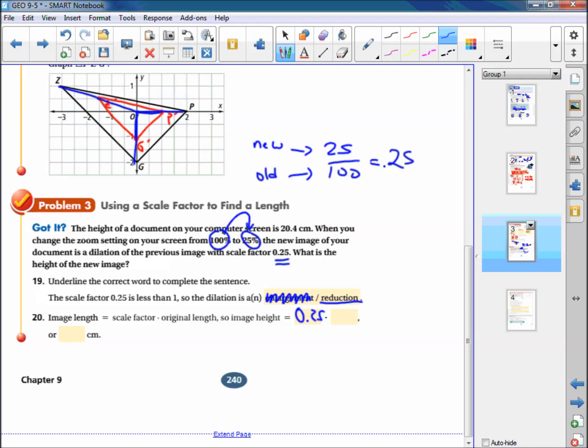And we want to know the original, new height. The old height was 20.4. So if I times those together, we get 5.1 centimeters.